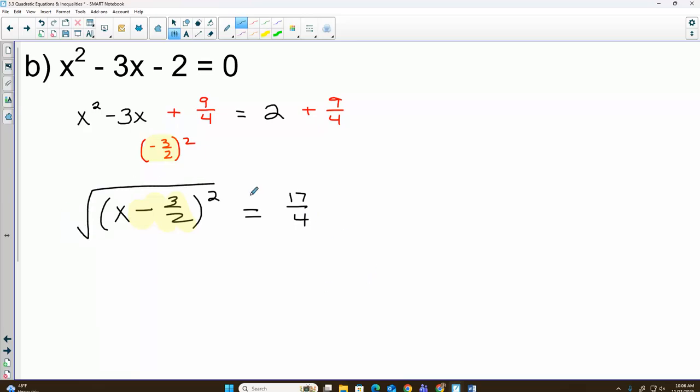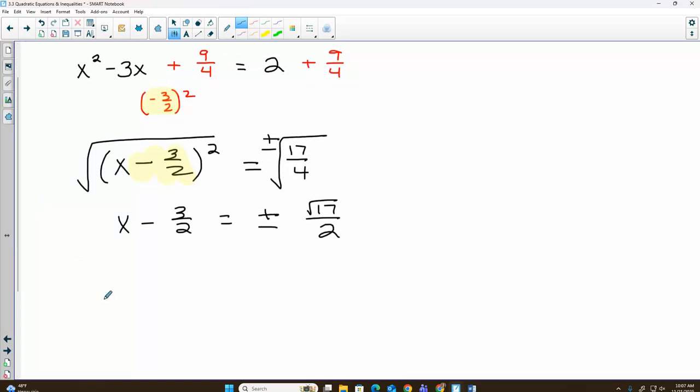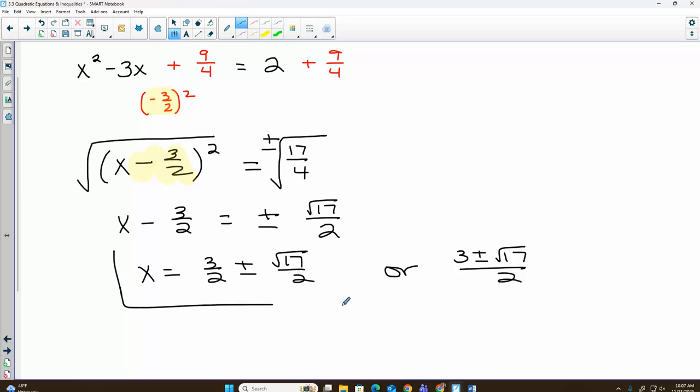To get rid of a square, we square root. And when we do that, it's plus and minus. So x minus 3/2 equals plus or minus. I can't do the square root of 17, so I'm just going to leave that. But the square root of 4 is 2, so you can do the top and bottom separately. To finish, we add over the 3/2, so 3/2 plus or minus radical 17 over 2. You can leave it like that. You could put it in one fraction since there isn't an i. Either answer is correct.